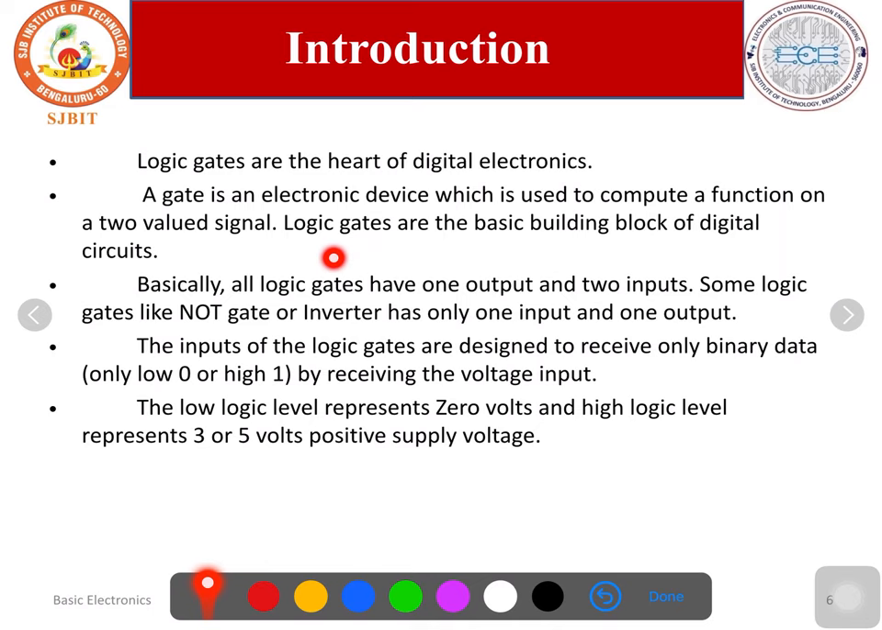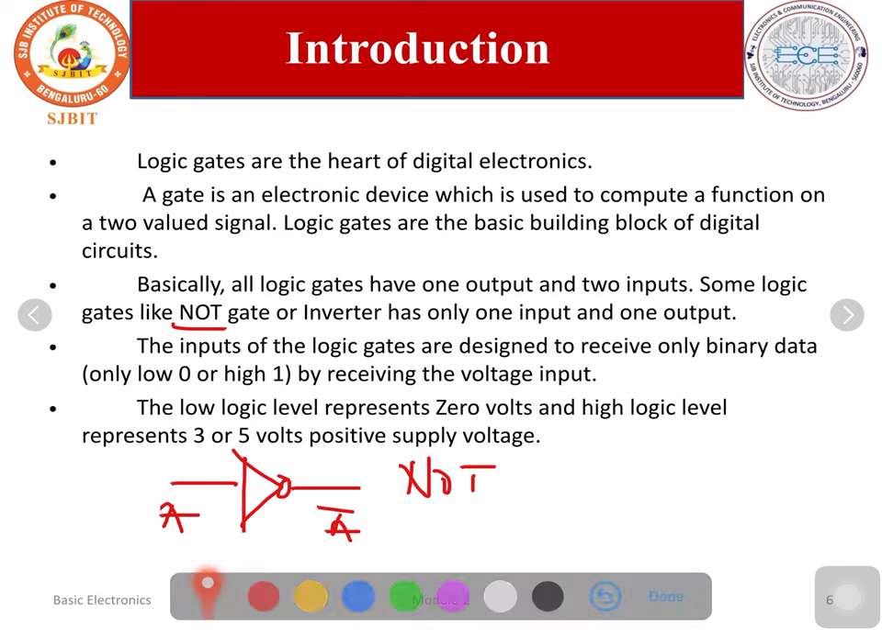Basically, all logic gates have two inputs and one output. Usually, almost all gates will have a minimum of two inputs. It can have any number of inputs, more than two. But only one gate, the NOT gate, will have only one input and one output. Only this is the exception. The NOT gate will have one input and one output, because if it is not A, then it will be A complement.